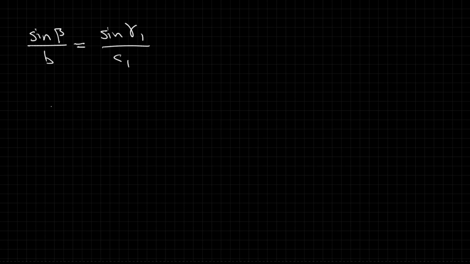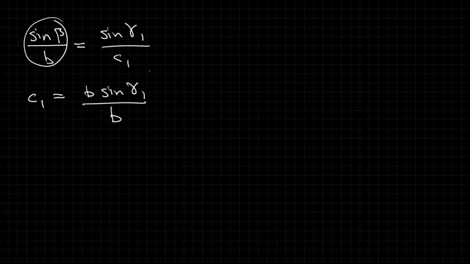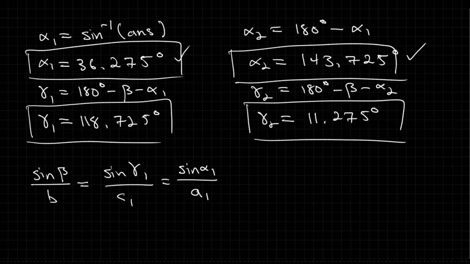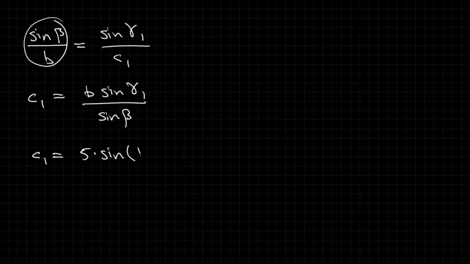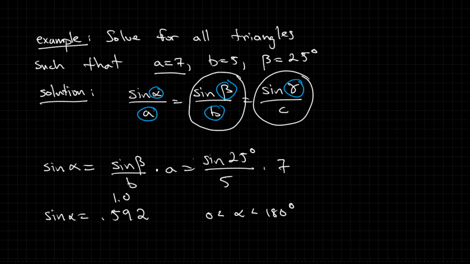So multiply both sides by C1 and then move this quantity here to the other side. We get C1 is B sine gamma 1 over B. That's not quite correct. Should be over sine beta. And so C1 is equal to 5 times sine of gamma 1. Gamma 1 was 118.725, divided by sine of beta, and beta was 25 degrees.